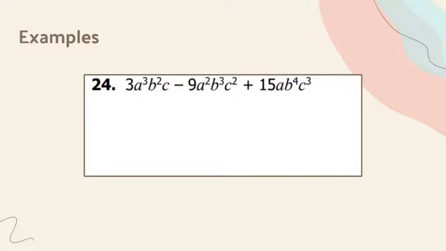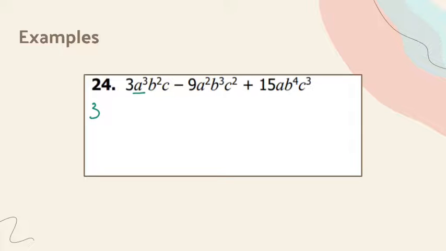And the last example we're going to do today is number 24 on your paper. We're starting again with the coefficients 3, 9, and 15. 3 only has 2 factors, 1 times 3. So if 3 doesn't go into these numbers, then there is no greatest common factor for the coefficients. But 3 does go into all of these numbers. So we get to take a 3 out.